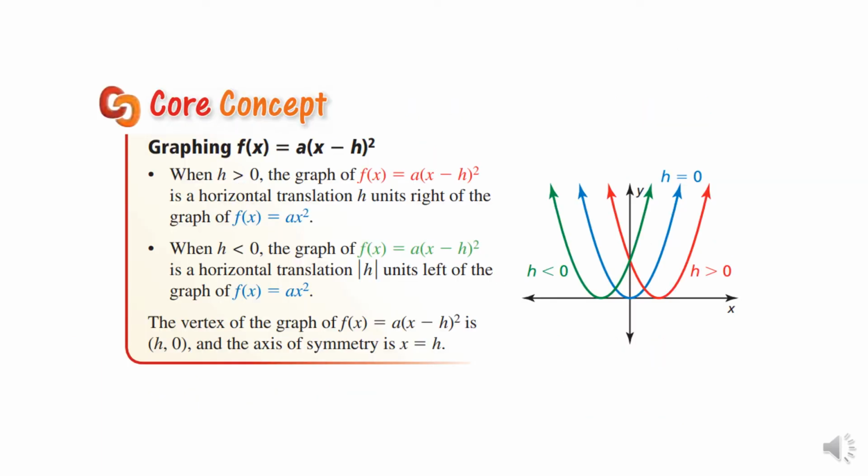All right, so when you're graphing this, it's just showing you that when h is greater than 0, so when h is positive, you're going to move to the right, okay? When h is negative, that's this one, you're going to move to the left. Shows you in the green graph. So that's what we learned about when we have the x minus negative h, like that, okay?